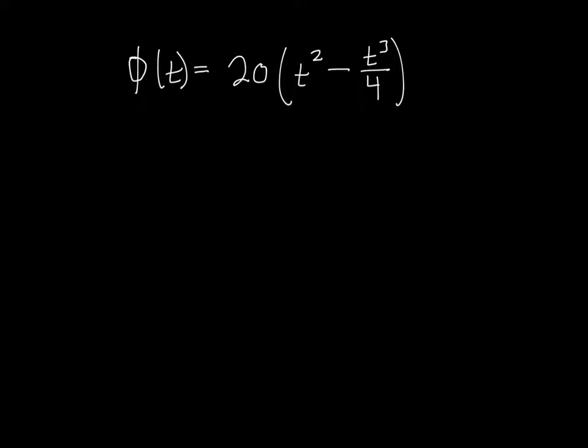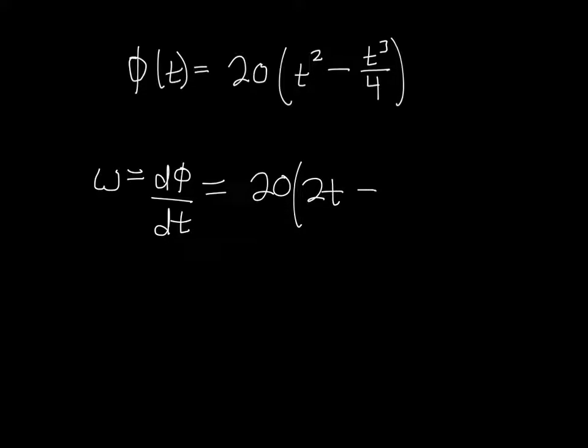Now if I want to find the angular velocity, I know that angular velocity is equal to the derivative of the angular position. So this is going to be d phi dt. So I have to take the derivative of this with respect to time, and I can do that. The derivative of this with respect to time is going to be 20 times 2t minus 3t squared over 4. So now I have an equation for my angular velocity.